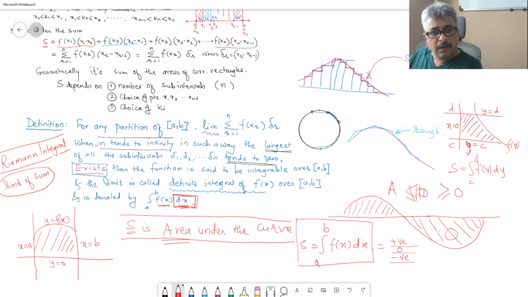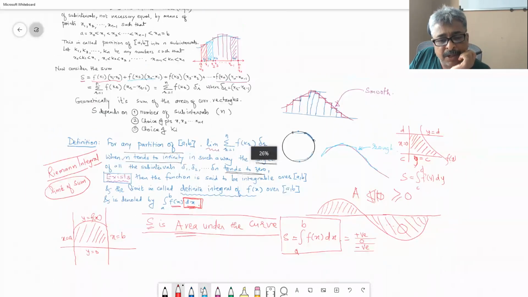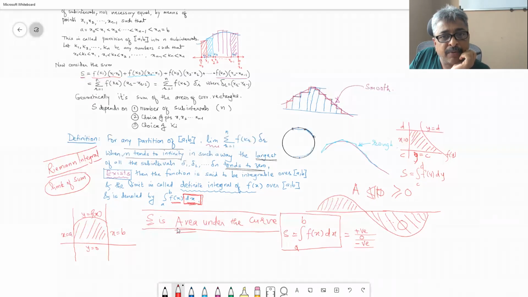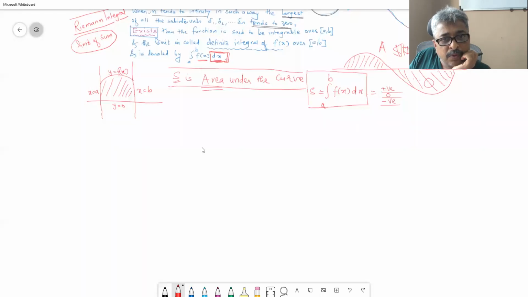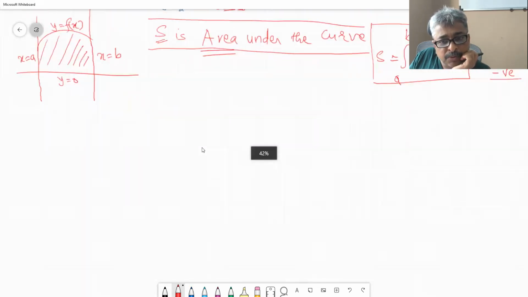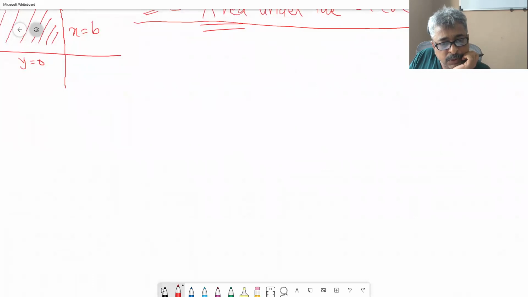Now, let me develop the same in a little different notation, which eventually we will require. Should keep 56% at least.